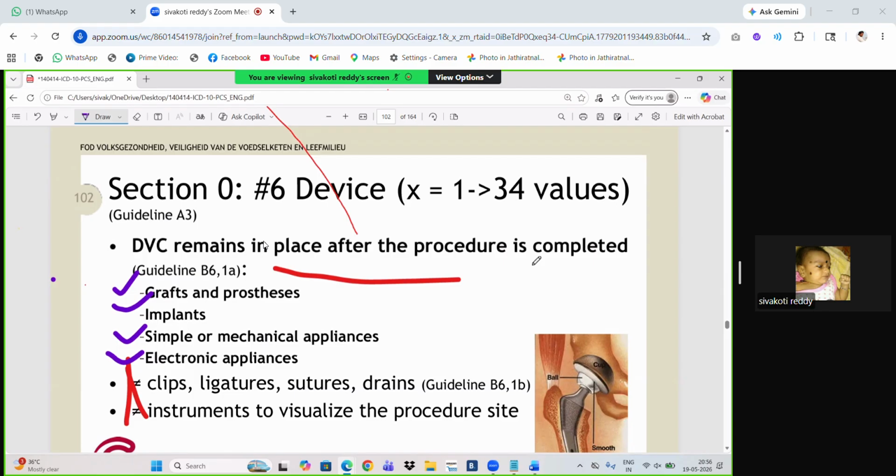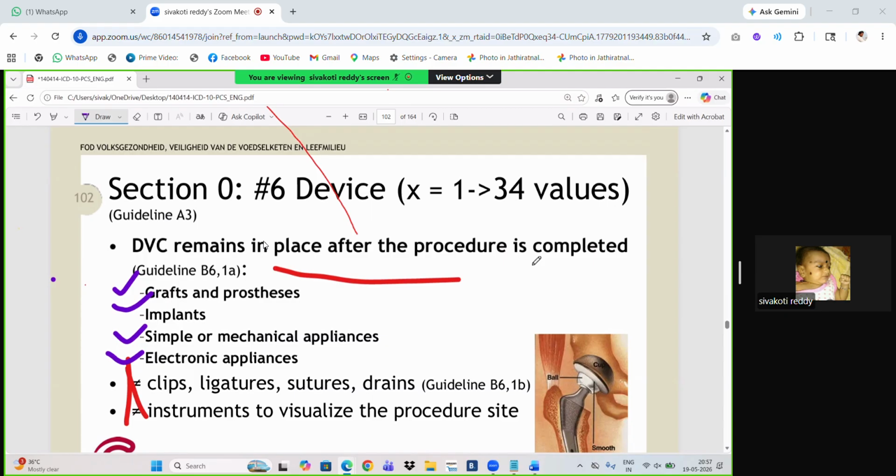Clear? So for every procedure, we don't get a device, guys. If they placed any device, we need to go with the device. Otherwise, we need to select no device. Suppose they want to remove the appendix, is there any need to place a device? No, right? If they require a device, they will place it. Otherwise, they don't use a device. So if there is no device, you will get the no device option.